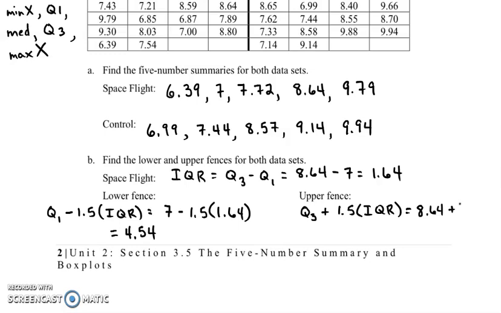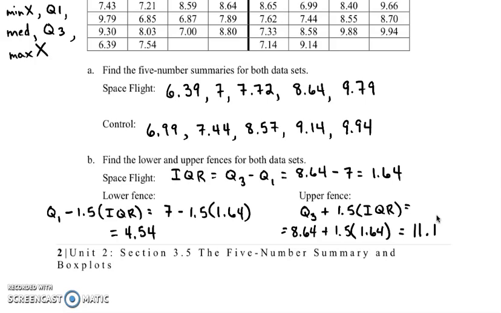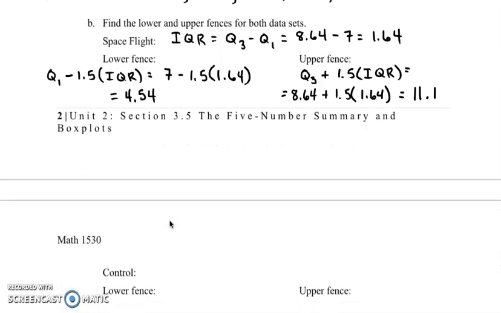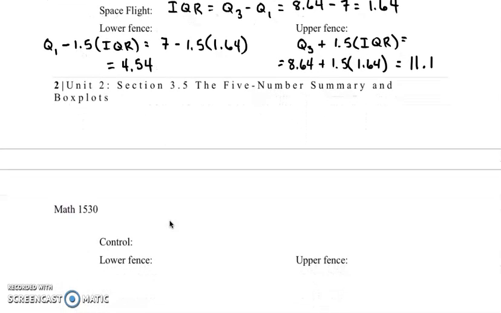8.64 plus, well, let me rewrite that because I'm not going to have enough room. So that equals 8.64 plus 1.5 times 1.64, which gives us 11.1. All right, so there are the lower and upper fences for the space flight data. Now let's do it for the control data.